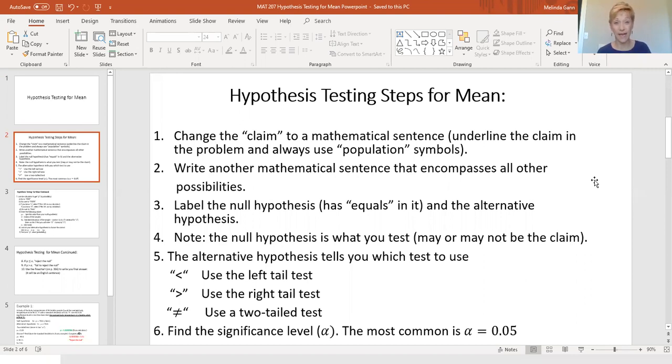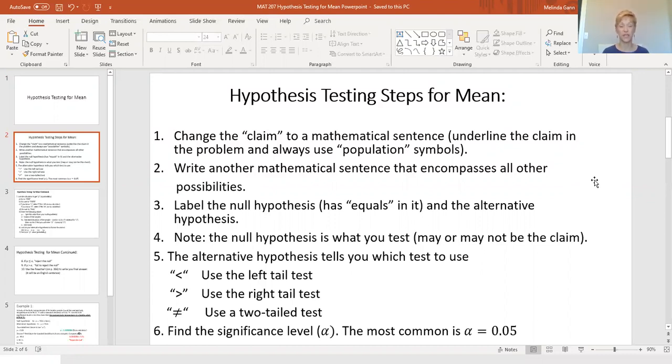Then you have to write a second mathematical sentence that encompasses all the other possibilities, just like you did before, okay? Now, one of those is your null hypothesis and one's your alternative. All right, try to remember, how do you know which one's which? That's right, the null hypothesis is the one that has equals in it, okay? And then by default, the other one's your alternative.